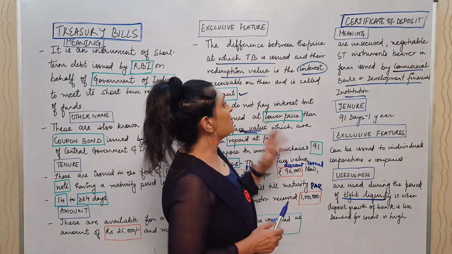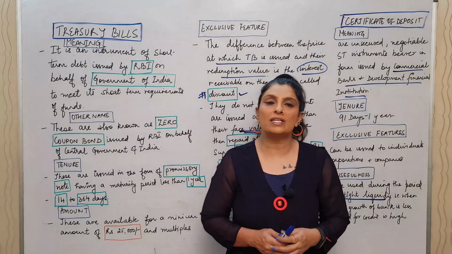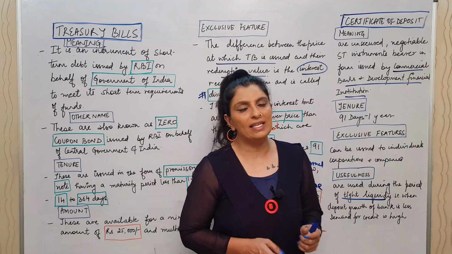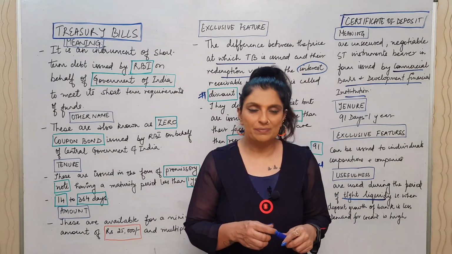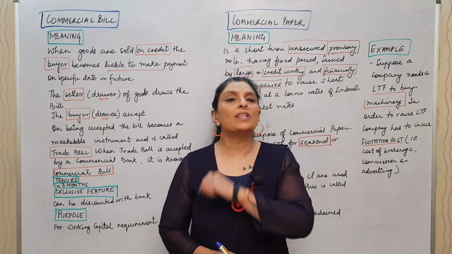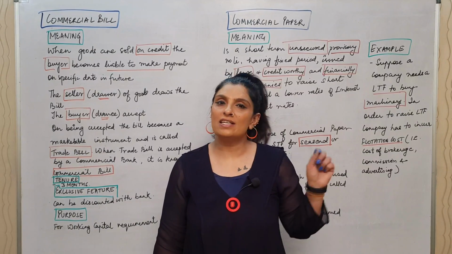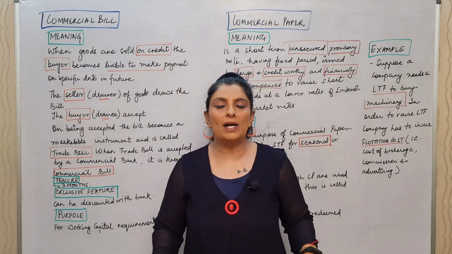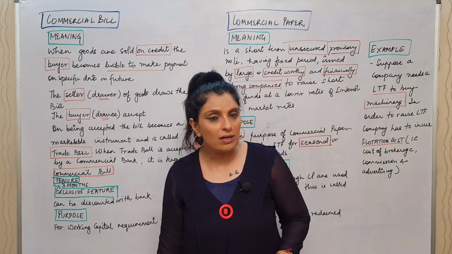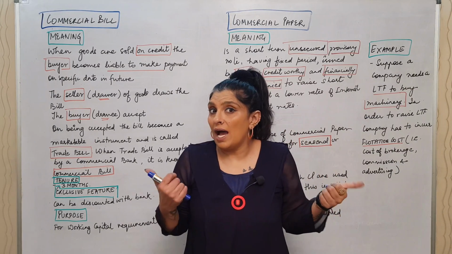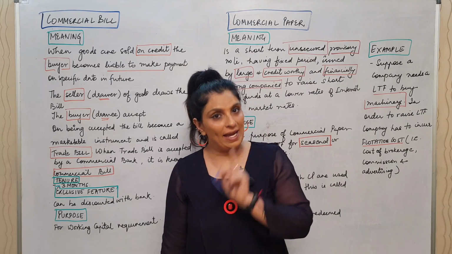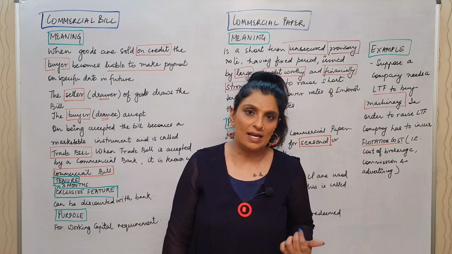So we just discussed treasury bill and certificate of deposit. Next we are going to talk about commercial bill and then commercial paper. Starting with commercial bill, it is just like your bill of exchange which you did in your +1 accountancy. There are two parties, one is seller, one is buyer. Seller sells goods, buyer says I don't have any money. So seller draws the bill of exchange, buyer accepts it and gives it back to the seller.